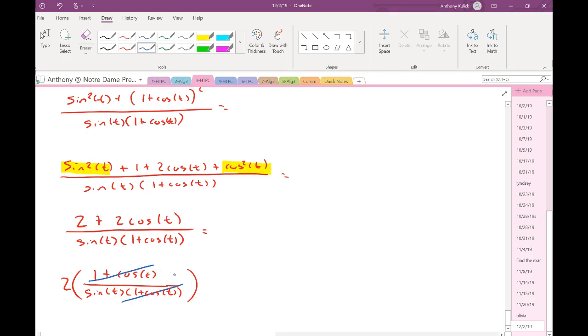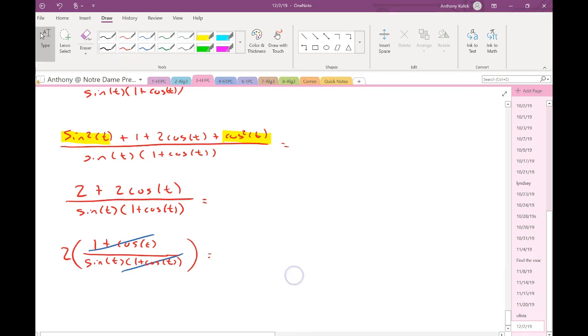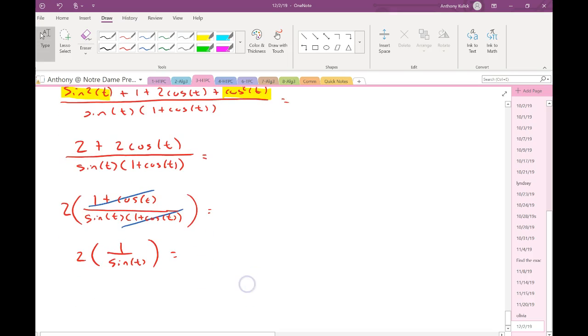Now I can reduce. Everybody see that? So I have 2 times 1 over sine t, which is just cosecant, as needed. So you good with that?